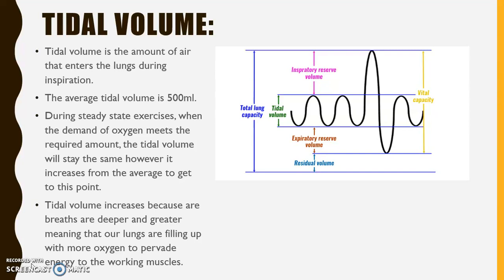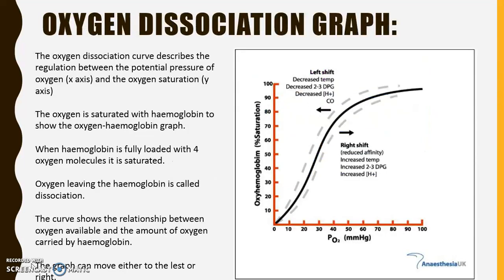So during steady-state exercise, the tidal volume levels out because our lungs are filling up with the required amount of oxygen for gas exchange, internal and external, from the alveoli into the blood and into the muscles to allow our muscles to work.